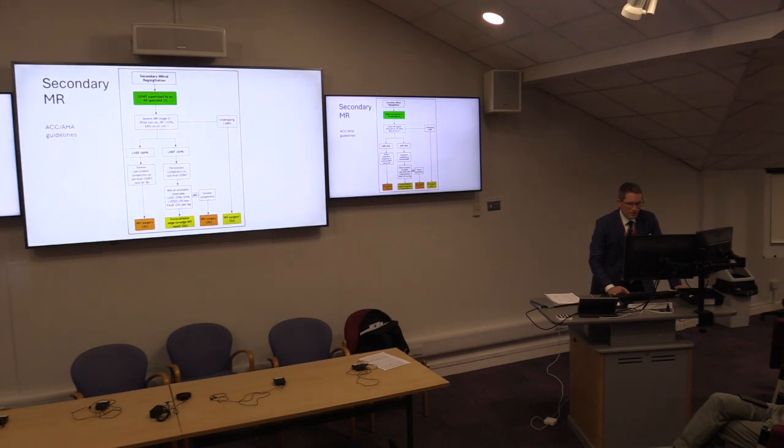In terms of secondary MR, again, goal-directed medical therapy. This is interesting. These guidelines talk about an EROA of 0.4, but you'll find that in the trials that have just been presented at ESC, the mean EROA in the RESHAPE-HF trial is about 0.28. So there is a lot of talk amongst the community about what defines severe MR in secondary MR, and I think that's difficult.